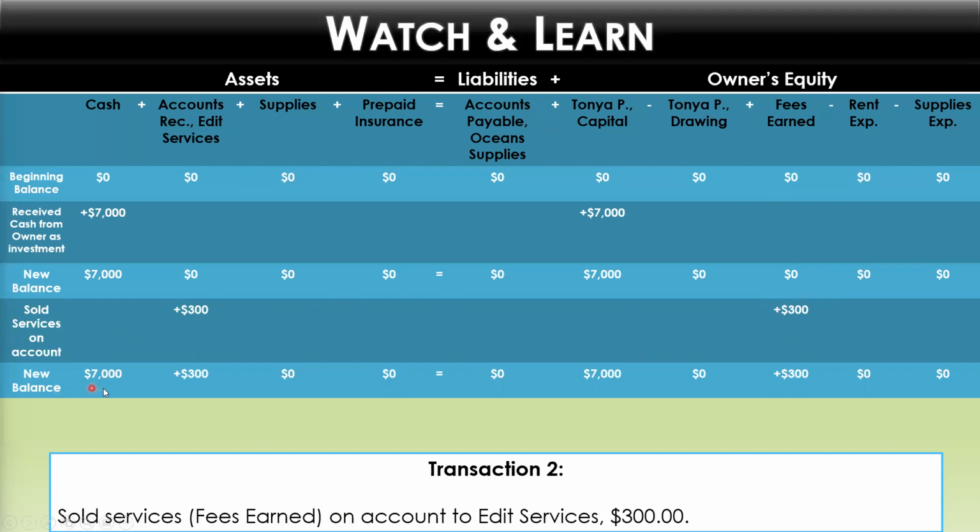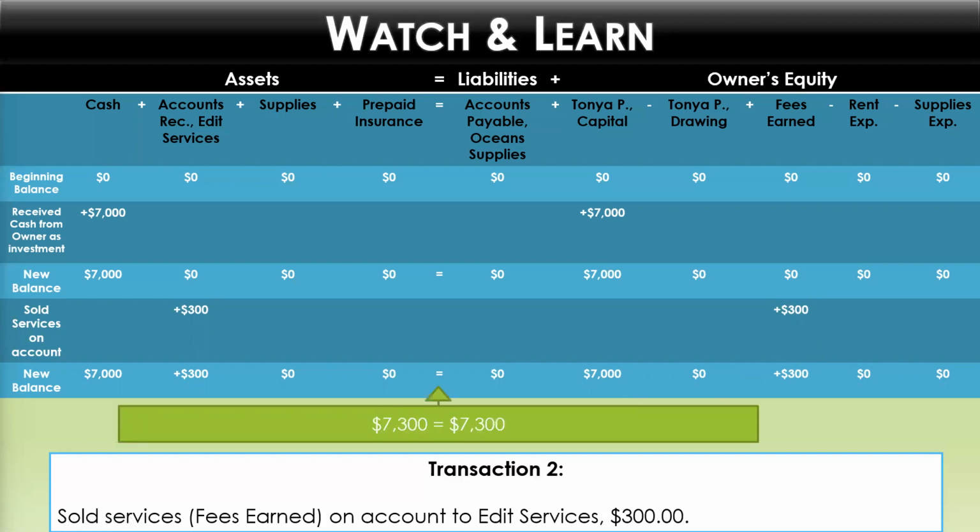Now we're going to bring down the new balance. We keep it at $7,000 here because cash was not impacted by this transaction. We now have a $300 account balance in accounts receivable. We bring down our $7,000 account balance in capital. And then we now have a $300 account balance in owner's equity, fees earned. And then you can see here the accounting equation remains in balance. Each side equals 7,300.